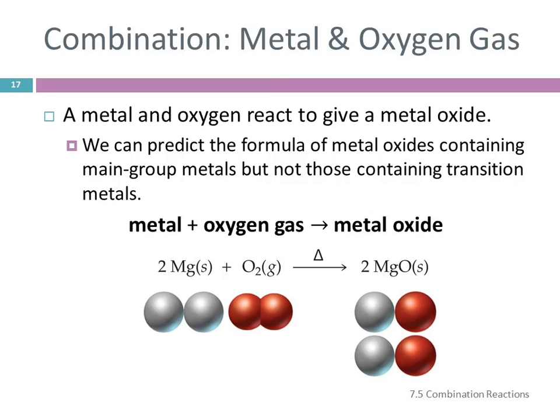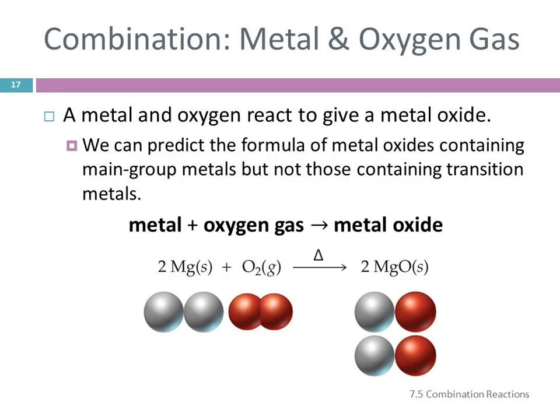And the first one is a metal reacting with oxygen. When a metal reacts with oxygen, you get metal oxide. If the metal is a main group metal, we can predict the formula because we know what its charge is. If the metal involved is a transition element, one of those that needs a Roman numeral, we don't know which charge it's going to take, and so we cannot predict the formula just based on what the reactants are. We would have to have a lot more knowledge to do that.